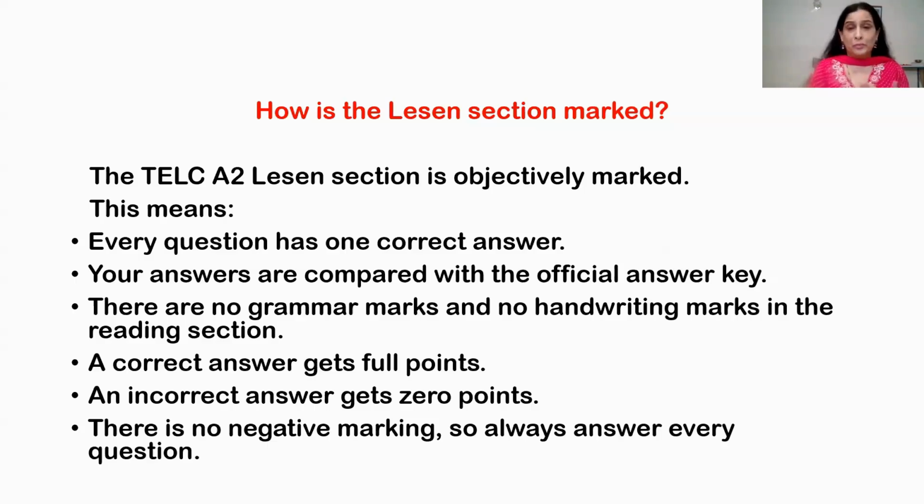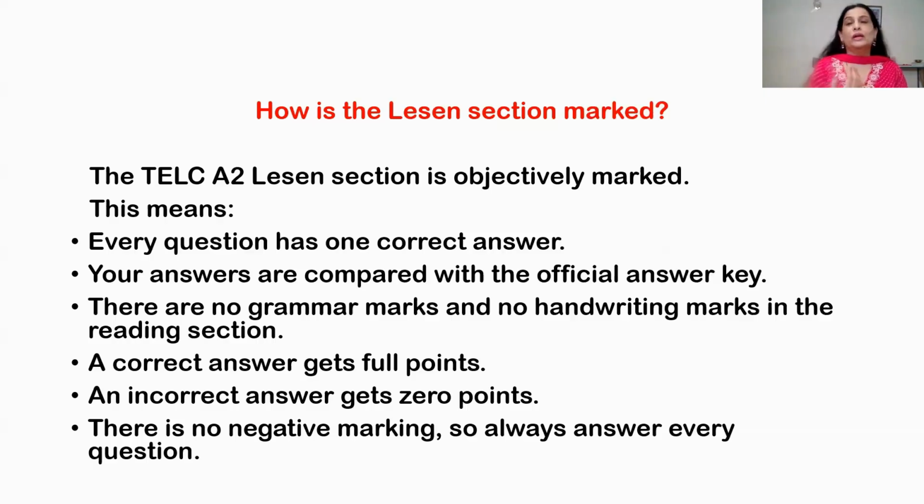Your answers are compared with the official answer key. So there will be an official answer key, and based on that, your answers are compared and you are given marks. There are no grammar marks and no handwriting marks in the reading section. You just have to choose the correct one. A correct answer gets full points. An incorrect answer gets 0 points. What does this mean? There is no negative marking. So always answer every question.